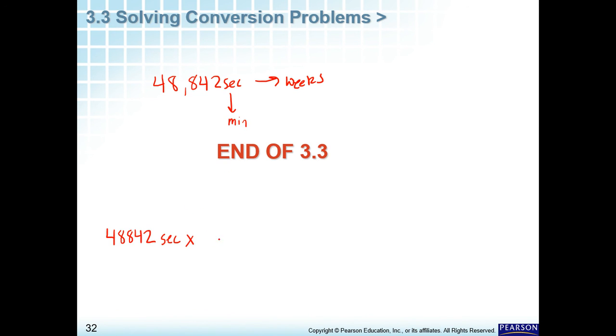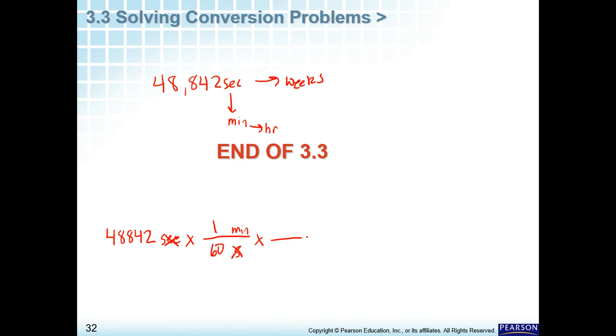So we can say, in order to cancel out seconds, we need to put it on the bottom. Minutes can go on top. So what is this relationship? Well, there are 60 seconds in 1 minute. This allows me to cancel my seconds. From there, we can build upon this. Minutes can go to hours.